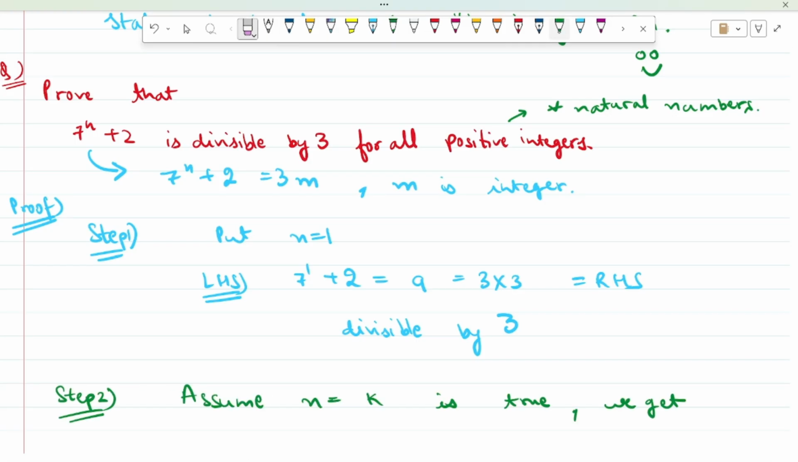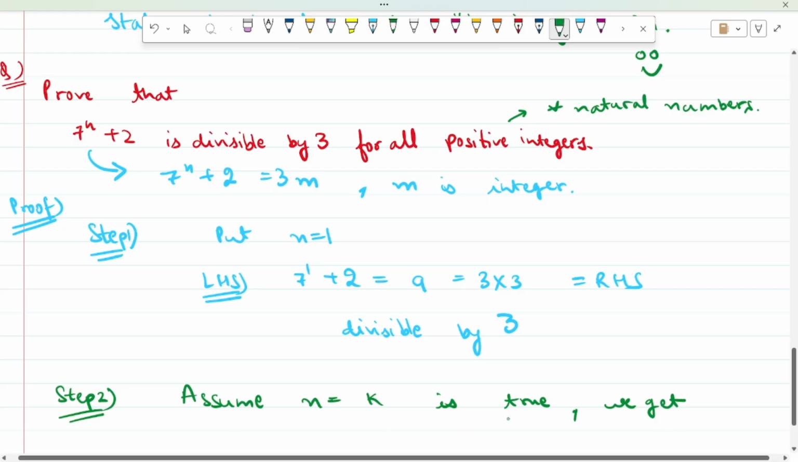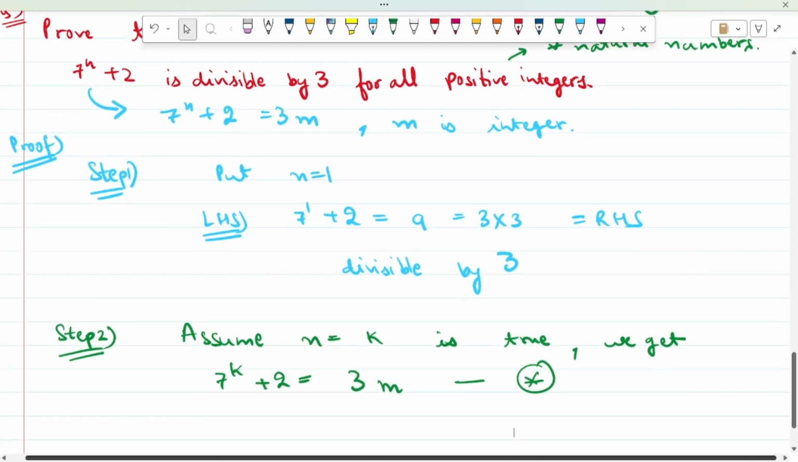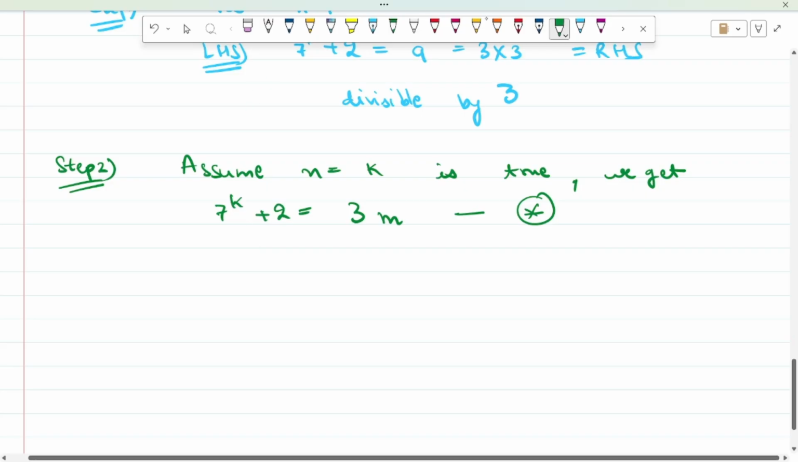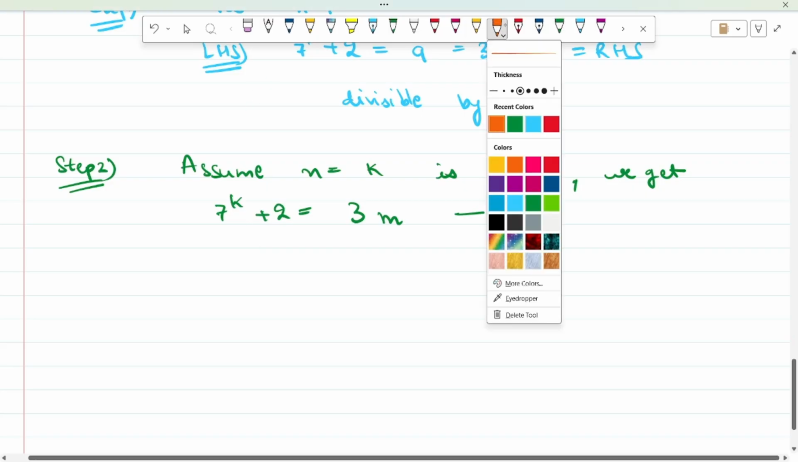Now let's go to step 2. Now what we're gonna do, we will assume that n is equal to k is true. So what we're gonna get? 7 to the power of k plus 2 is some 3m. Let us label it as star. Now we will declare that we are going to prove for n is equal to k plus 1.